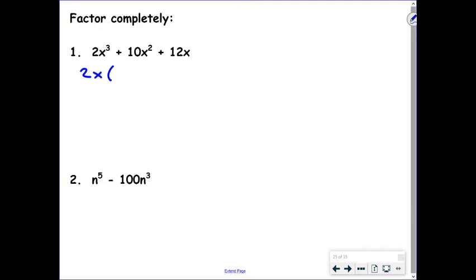I have x squared plus 5x plus 6 left. I'm going to factor this. Now that's x squared, so this is pretty easy. X and x. What multiplies to 6 and adds to 5? Oh yeah, 3 and 2.